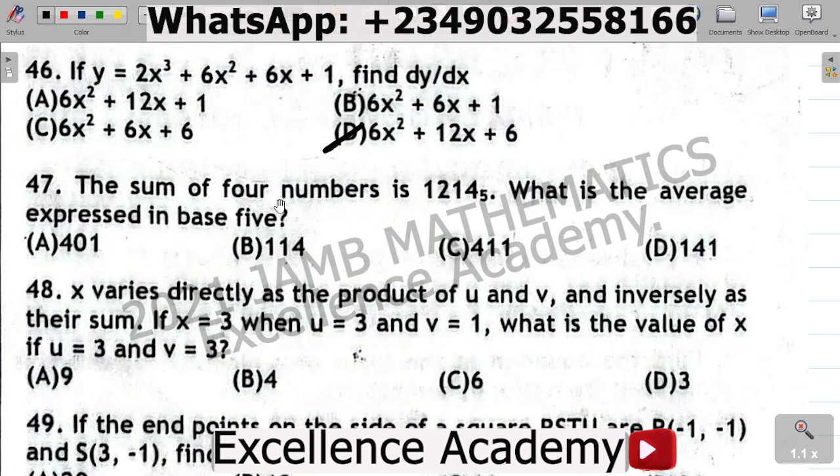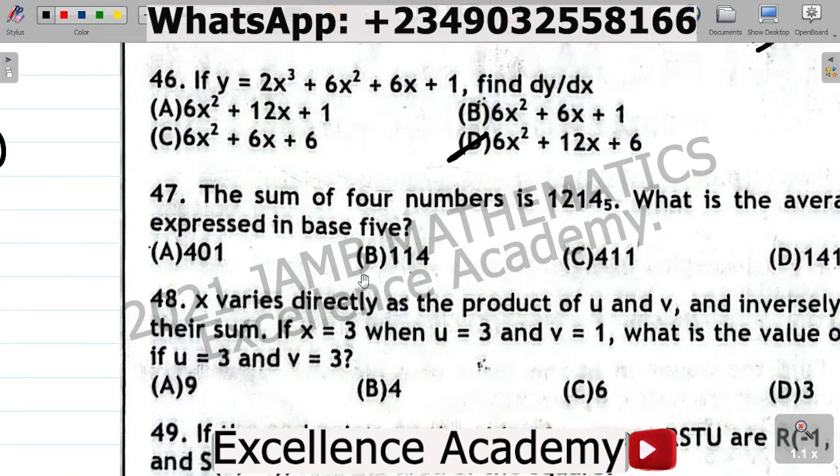47 says the sum of four numbers is 1214 base 5. What is the average expressed in base 5? A, 401, B, 114, C, 411, D, 141. So how do we solve this question?